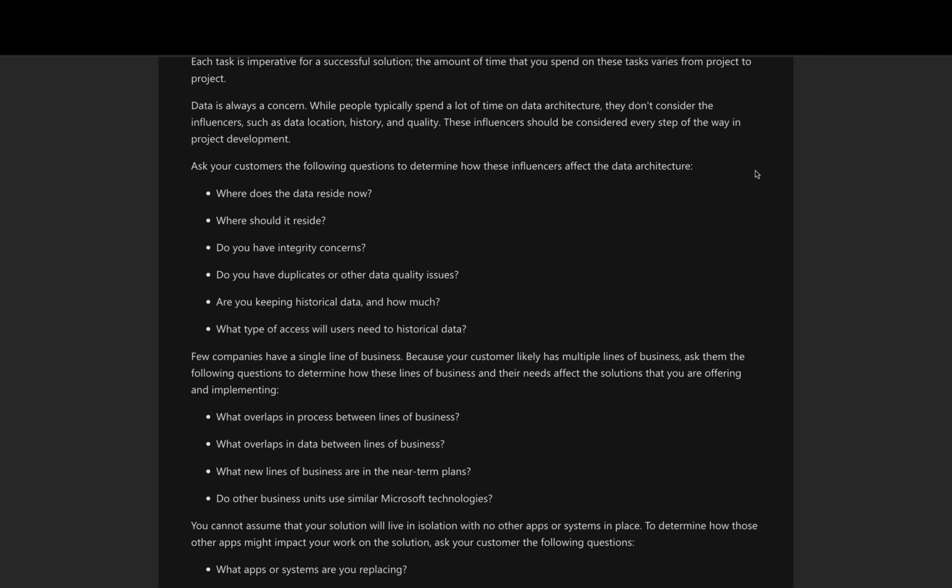Where does the data reside now? Where should it reside? Do you have integrity concerns? Do you have duplicates or other data quality issues? Are you keeping historical data and how much? What type of access will users need to historical data?